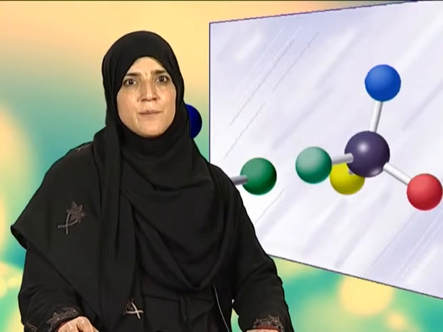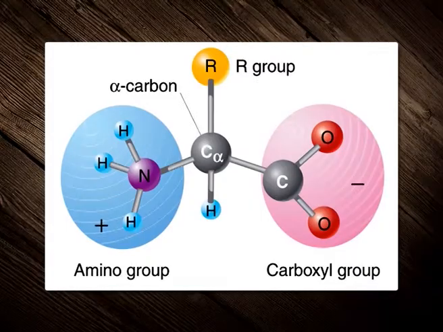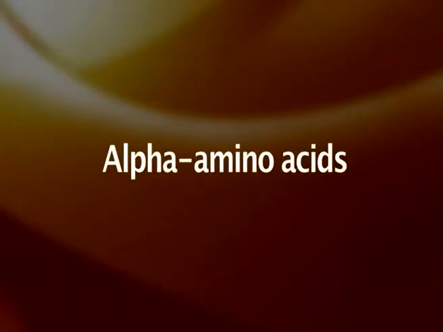In organic chemistry, the carbon directly attached to a carboxyl group is the alpha position. So the amino acids in proteins are all alpha amino acids. The side chains that distinguish one amino acid from another are attached to the alpha carbon.